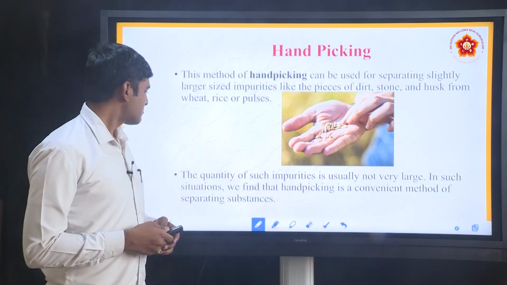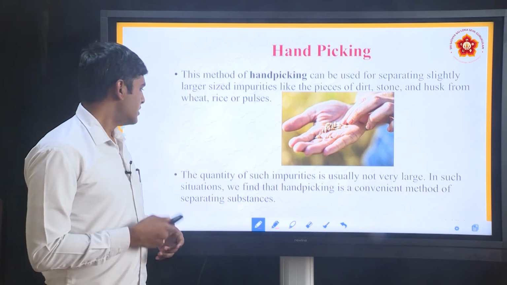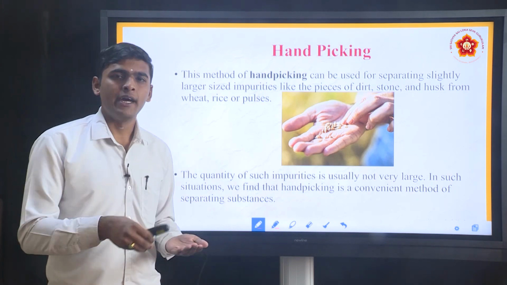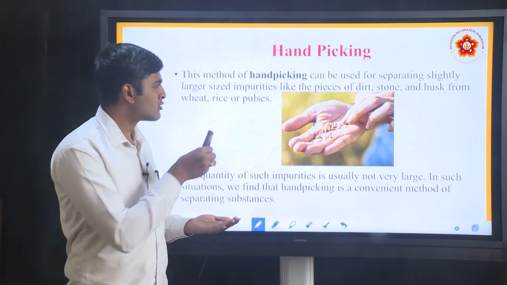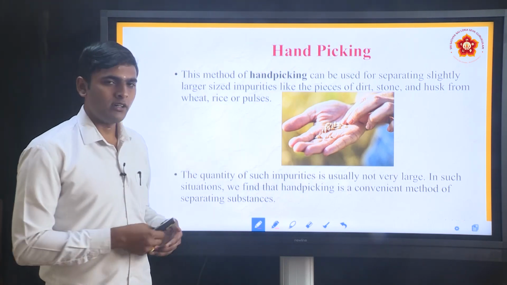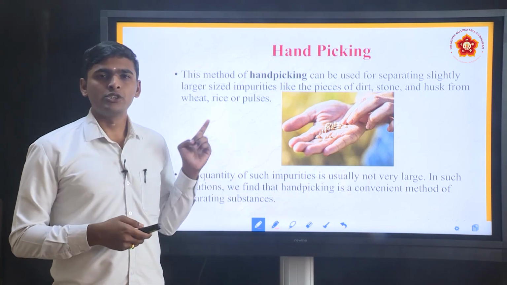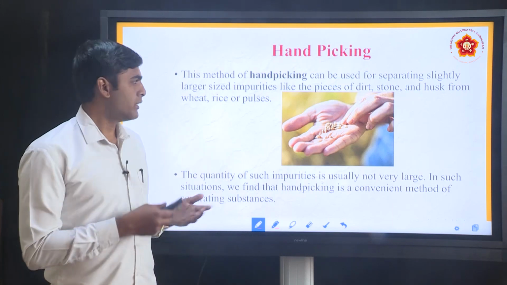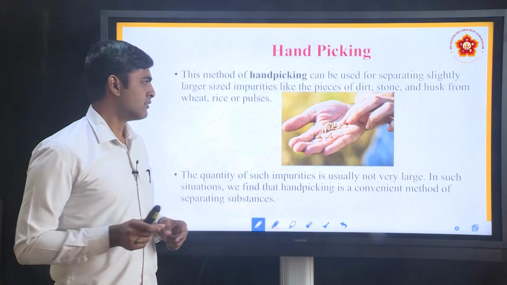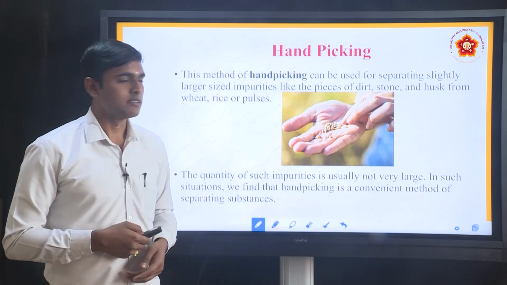This can be done by anyone at their homes, anywhere. The quantity of such impurities is very small, so it is very useful to pick by hand and remove the useless components such as dirt, stone and husk from the rice, wheat or any grains for that matter. So, this is the most convenient and suitable method for separating large sized impurities which are very small in quantity. So, hand picking is the best method for separating these substances.